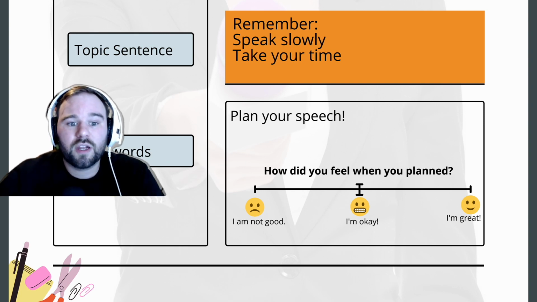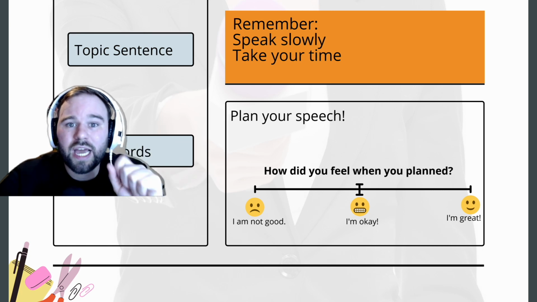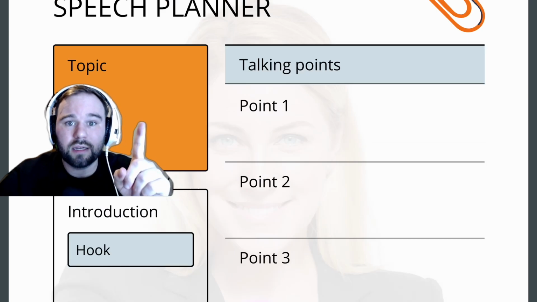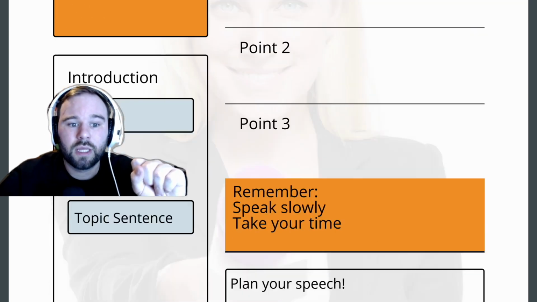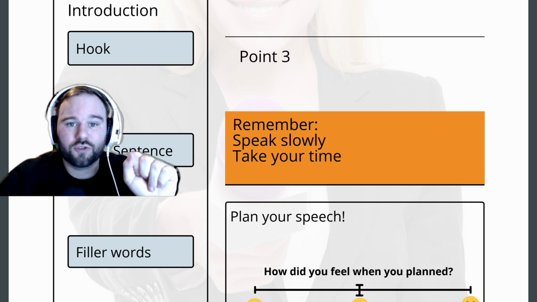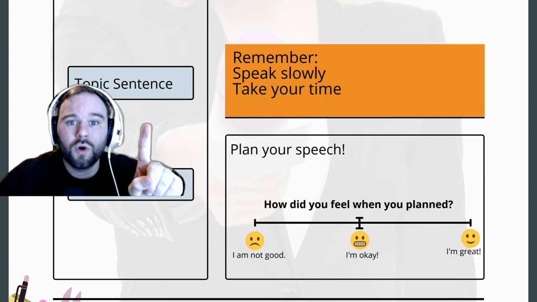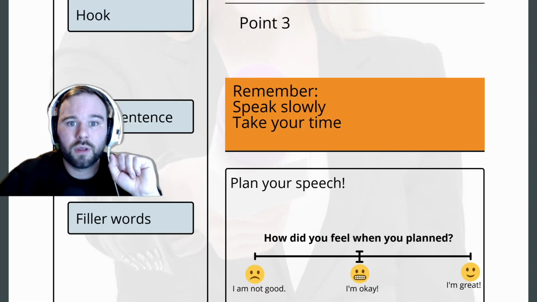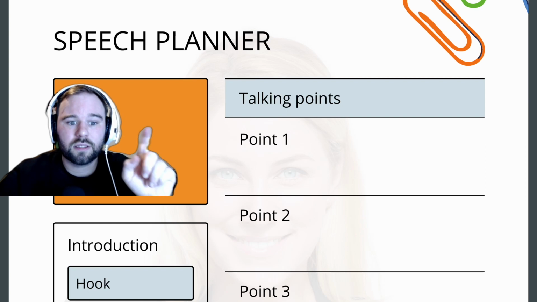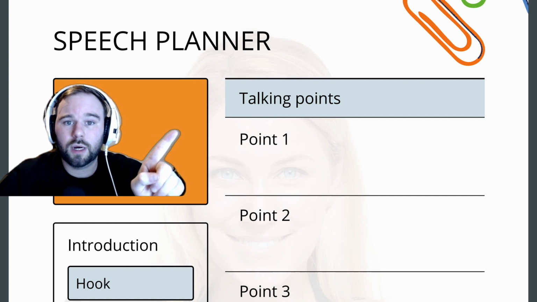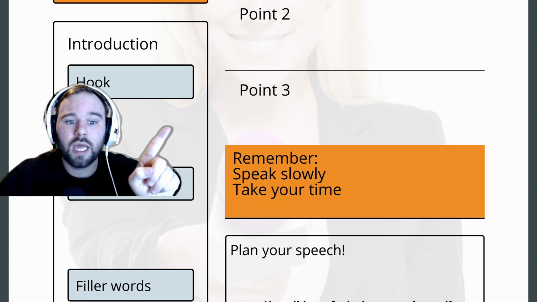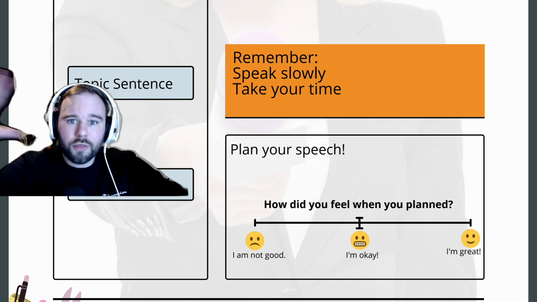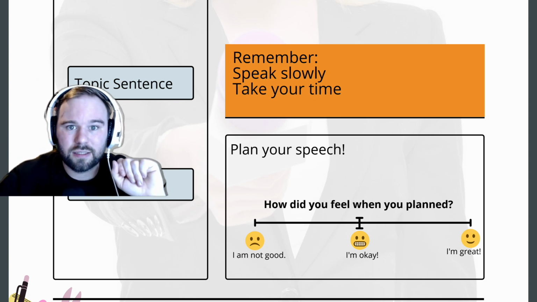So let's review very quickly everything we have seen in our speech planner. Here, you write the topic. Here, we get someone interested. And here, we tell people the three things we are going to talk about. Those three things are going to be point 1, point 2, and point 3. So the topic sentence is all three of these in one sentence.